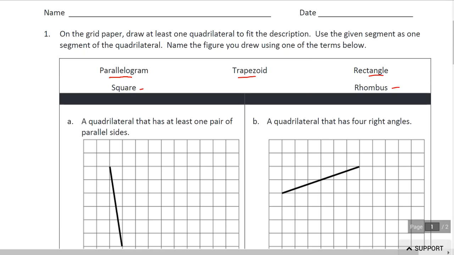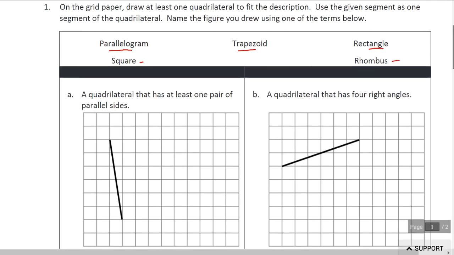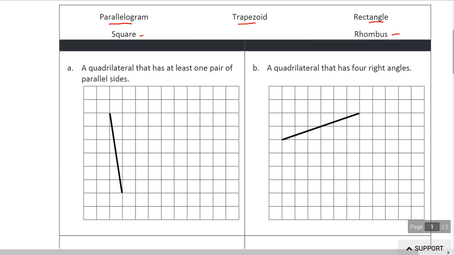Okay. Well, let's look at the definition for the first one. It says a quadrilateral that has at least one pair of parallel sides. Okay, one pair of parallel sides. Well, what can we do? I kind of remember that definition as being the definition of a trapezoid. So I'm going to try and draw a trapezoid here.